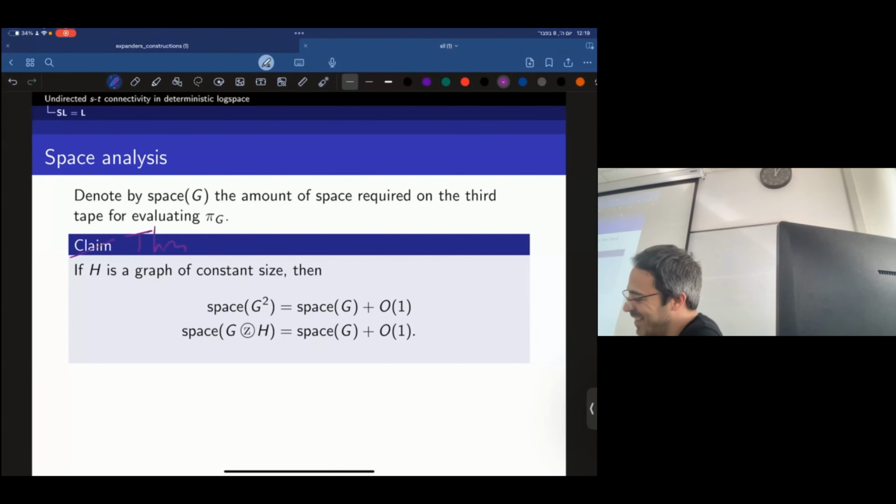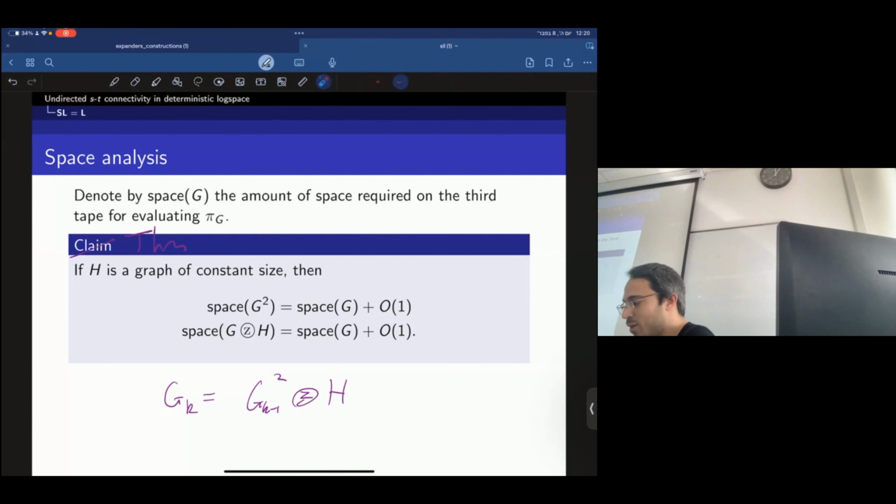The main theorem is about the space for computing G^k. As you said, there are 2 operations here, and we will just analyze each. So it will be enough to show, and this is kind of an informal statement, that the space required for computing pi of G squared is exactly the space for computing G plus a constant. A constant factor here would be a killer. It should be 1.